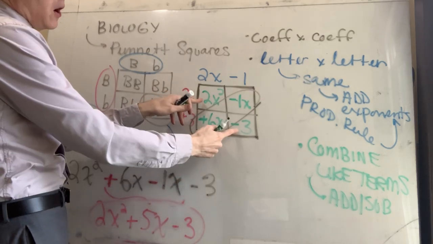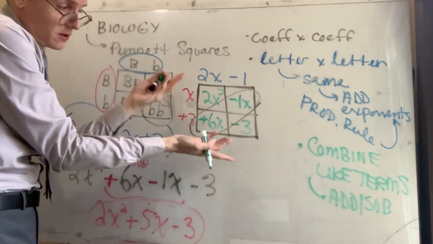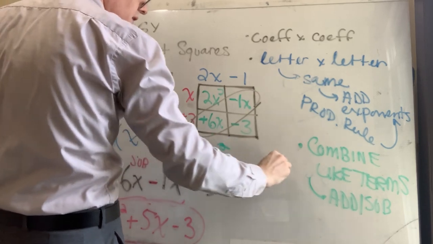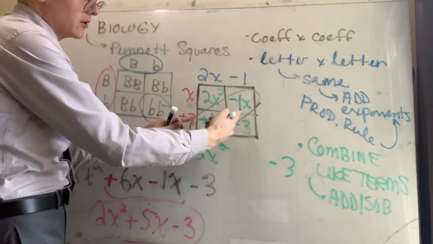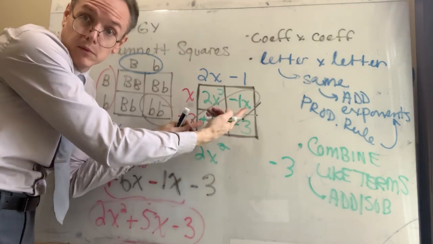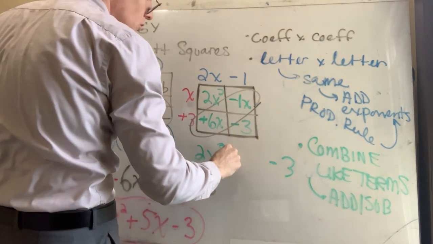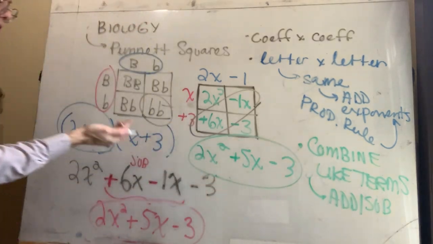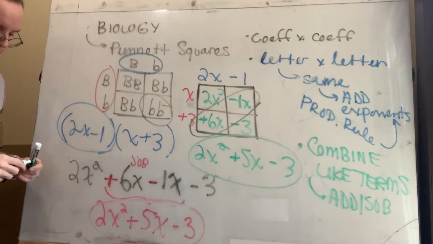The things that are not going to be combined with anything because they don't have a buddy here are 2x squared and minus 3, and the two things that can be combined because they are like terms would be positive 5x. It's just an alternative way of accomplishing the same thing.